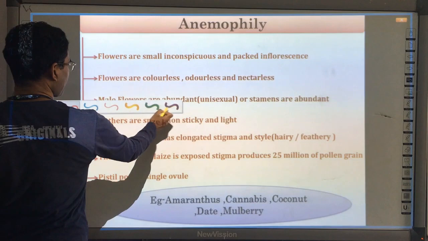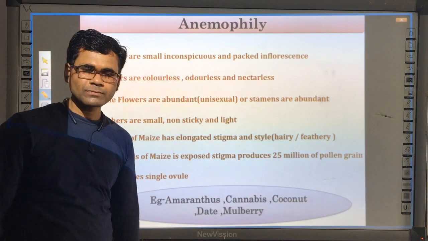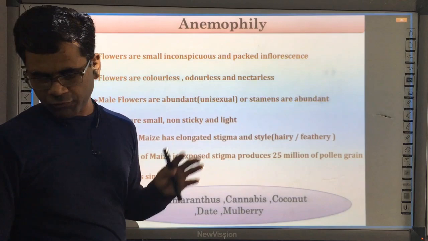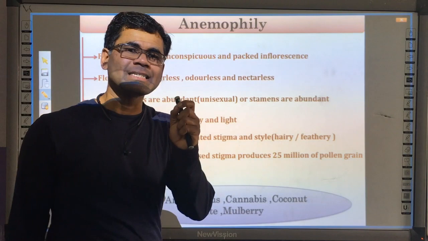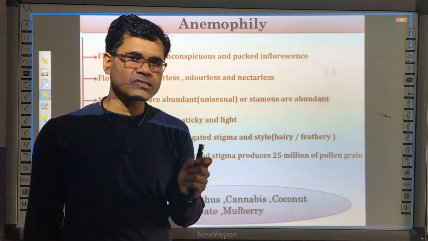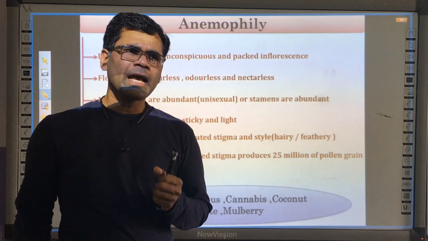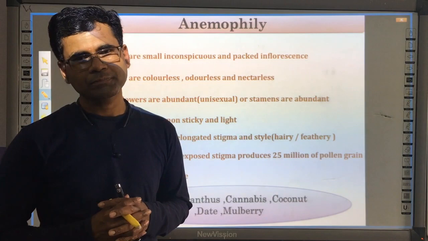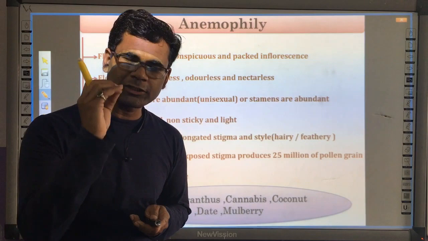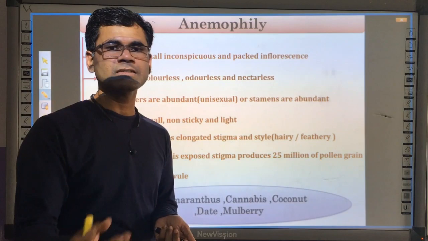The first one is anemophily. It is the mode of cross-pollination in which the pollinating agency is wind, that is, pollination takes place through air, and hence it is called anemophily. Anemophily takes place in various angiosperms, and there are particular adaptations of such flowers. Simply by seeing the flower you can understand whether it is anemophilous, entomophilous, or hydrophilous.